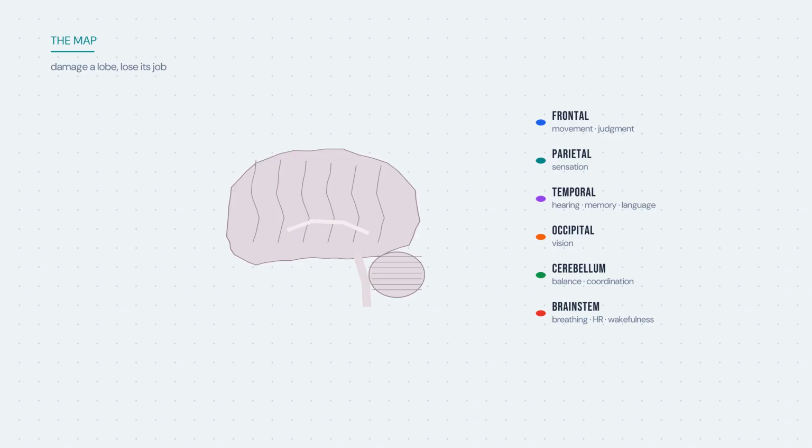Now the map. The cerebrum has 4 lobes. Frontal, up front, runs movement, judgment, and personality. Parietal senses and interprets. Temporal handles hearing, memory, and language. Occipital, in the back, is vision. Underneath, the cerebellum coordinates balance and smooth movement. And the brainstem runs the things you never think about. Breathing, heart rate, wakefulness. Damage a lobe and you lose its job. Damage the brainstem and you lose the patient.